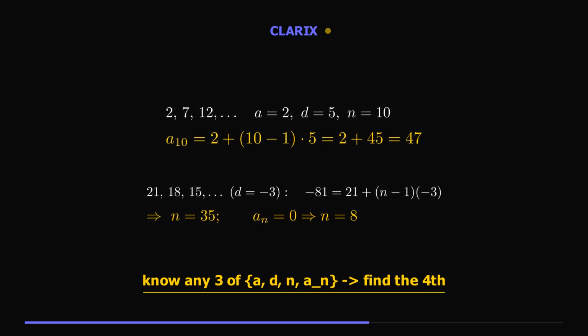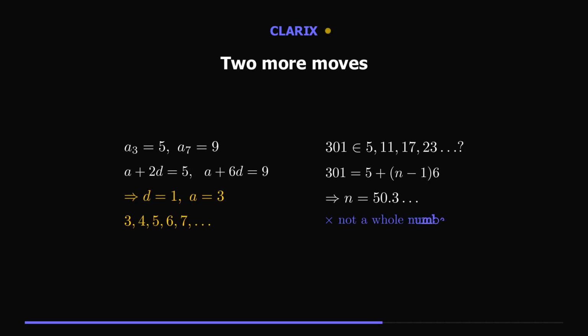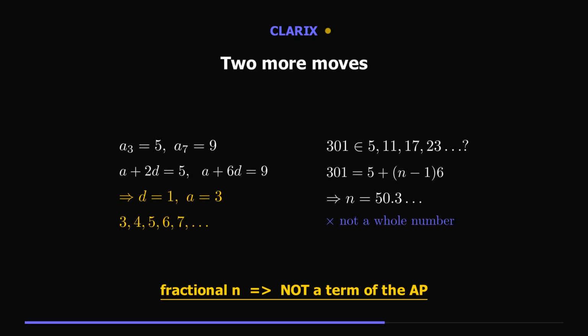The lesson: the formula links 4 quantities, a, d, n, and the term itself. So if you know any 3, you can find the 4th. Here's a 2-equation case. An AP's 3rd term is 5 and its 7th term is 9. Write each with the formula. a plus 2d equals 5 and a plus 6d equals 9. 2 equations, 2 unknowns. Subtract them and 4d equals 4, so d is 1. Back substitute to get a equals 3. The AP is 3, 4, 5, 6, 7.